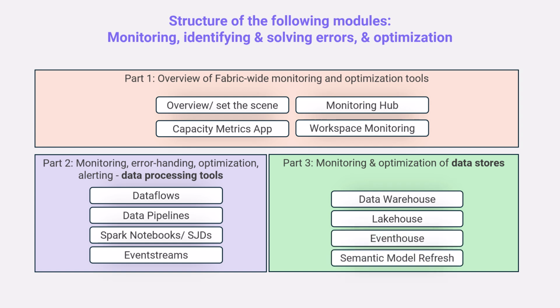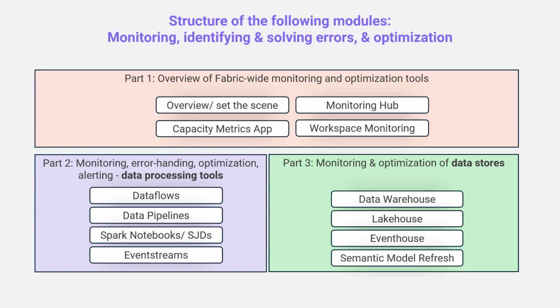Then in part 3, we're going to be looking at the monitoring and optimization of some of the different data stores in Microsoft Fabric. We're going to look at the data warehouse, and how we can monitor queries and optimize them in the data warehouse itself. Then we're going to look at the Lakehouse and the Delta file format and how we can monitor and optimize all of those things. We'll look at the Eventhouse and how we can, again, monitor the queries that we're running in our Eventhouse, and talk about KQL optimization inside your KQL databases.